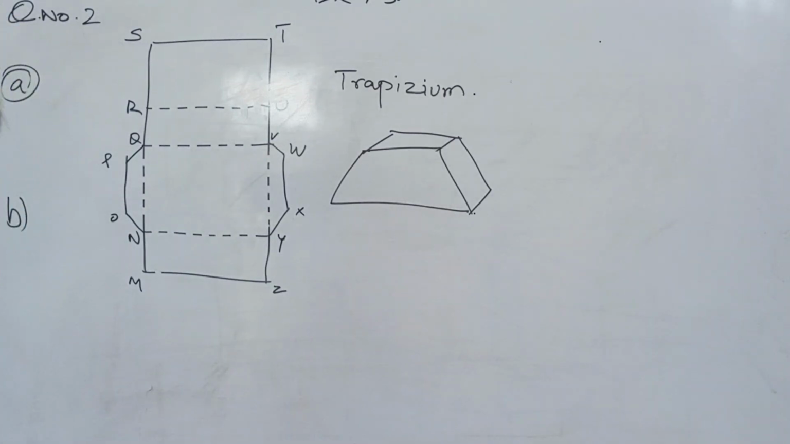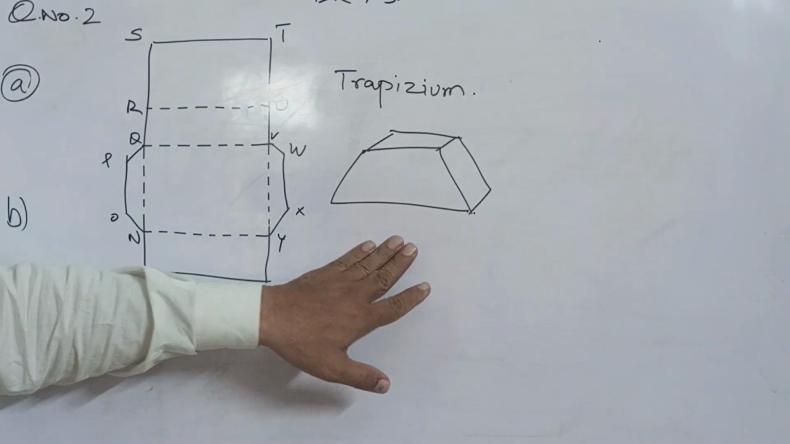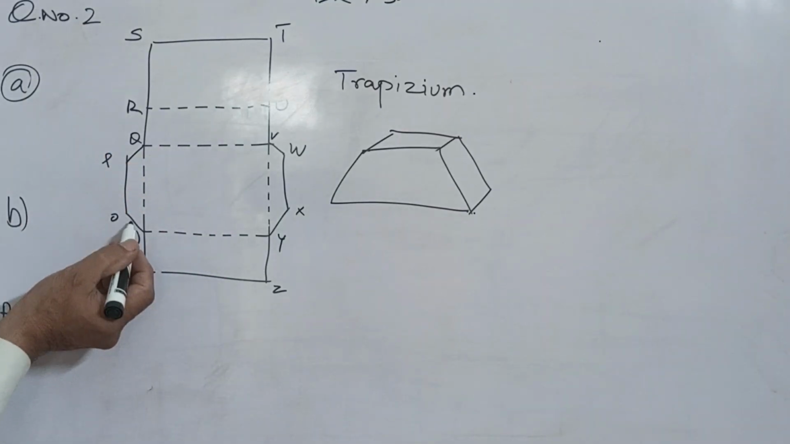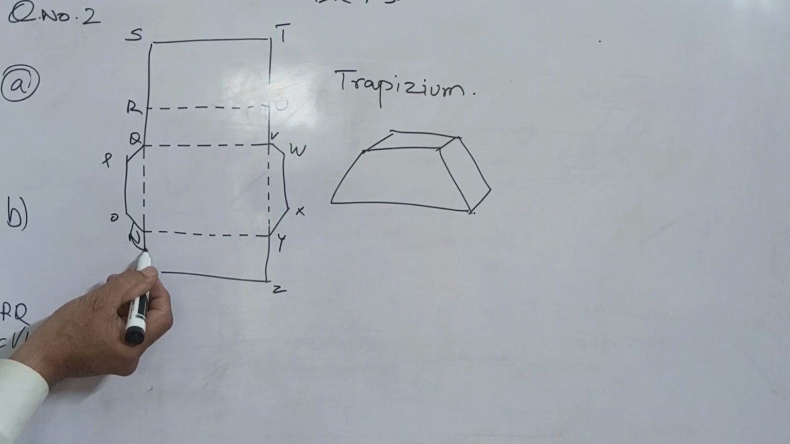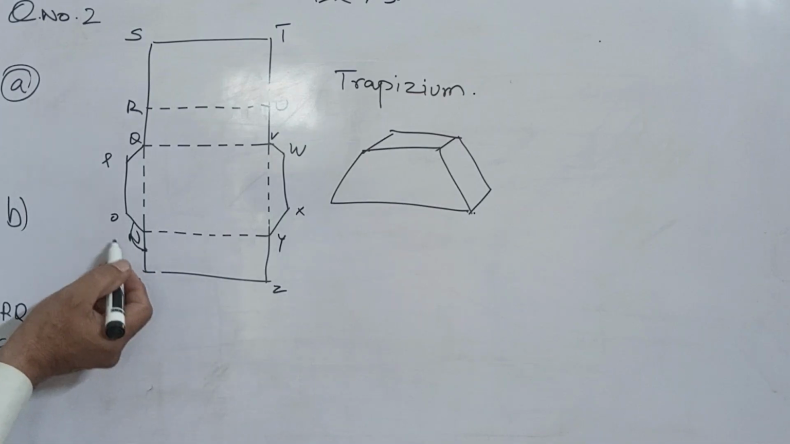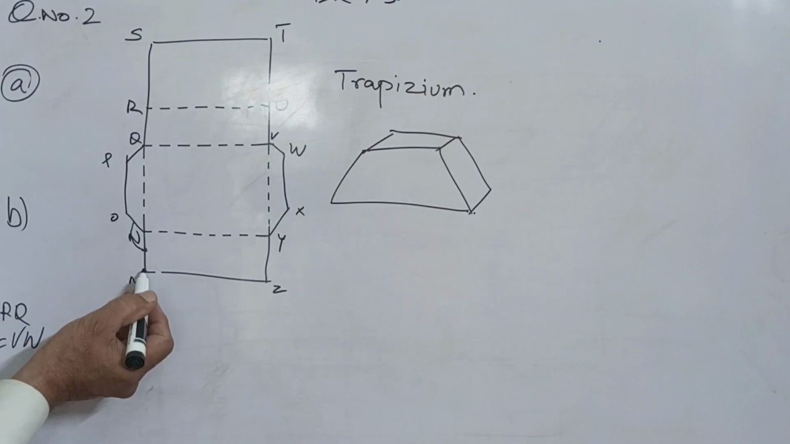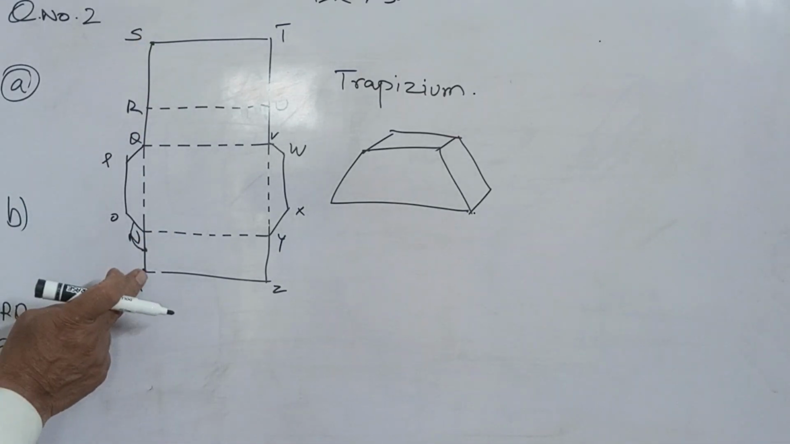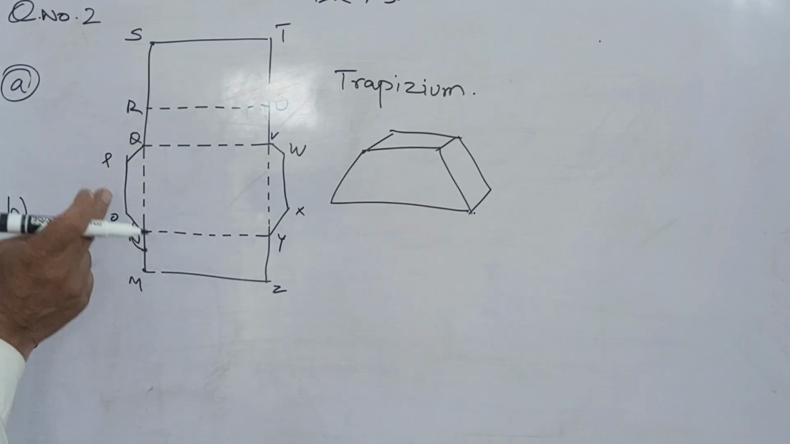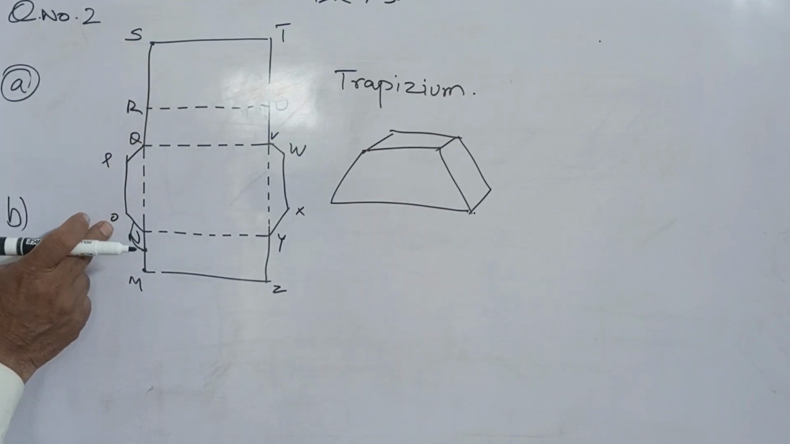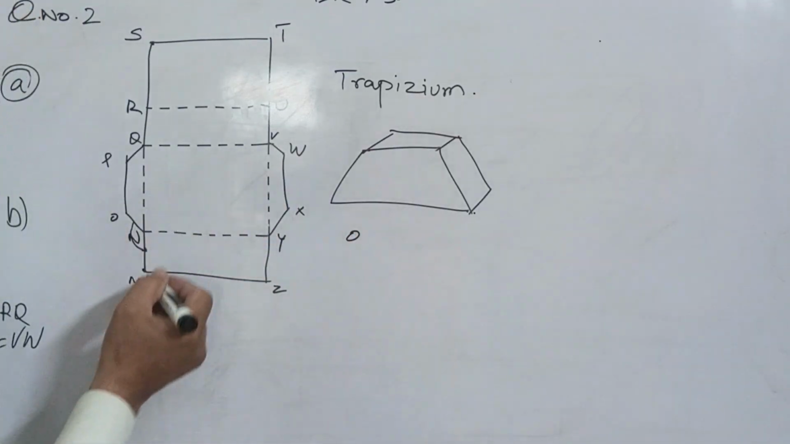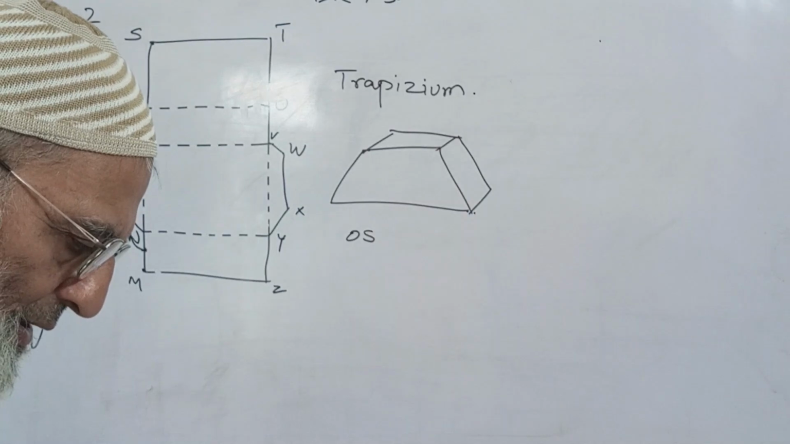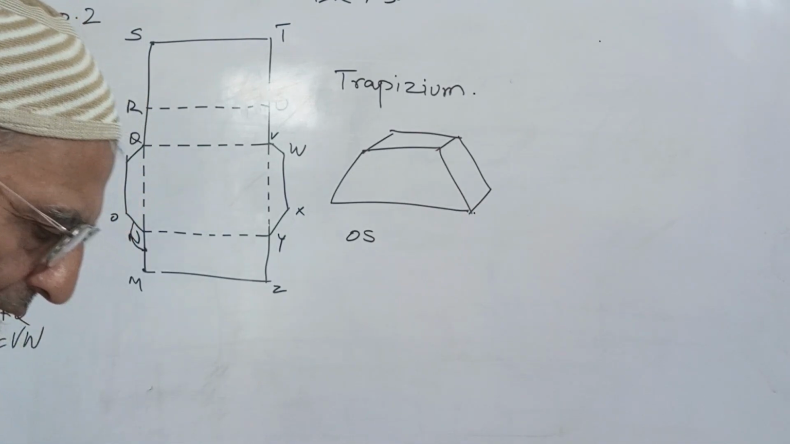The answer is, to make this figure, I have to fold this from here. So this part is going to attach with this part, and this specific point will attach to this point. So our answer is that it will be O and S.